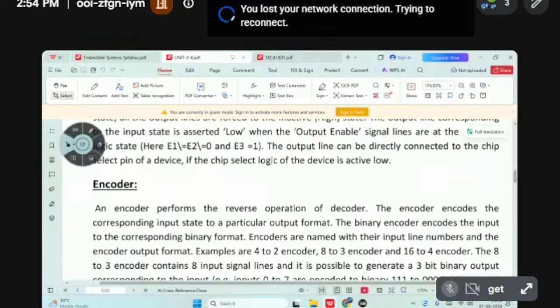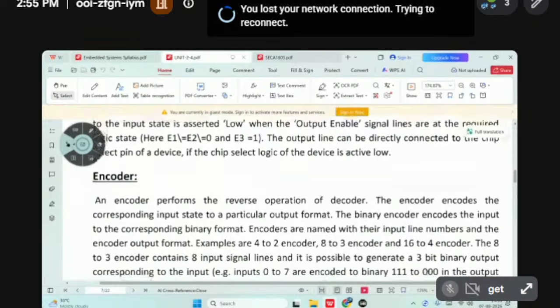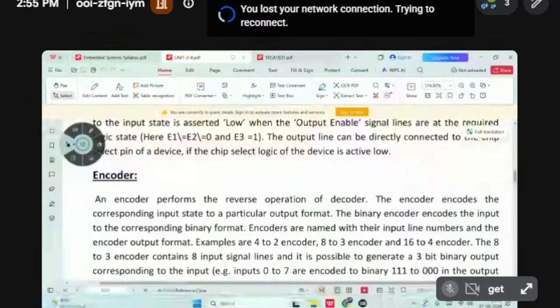How many signals are we generating? So 2 to the power of 3 is 8, so I can generate the 3 signals. These 3 signals should be high signals. These 3 signals should be output signals, right? So the encoder performs the reverse operation of the decoder. The encoder encodes the corresponding input state to a particular output format, right? So the binary encoder encodes the input to the corresponding binary format.